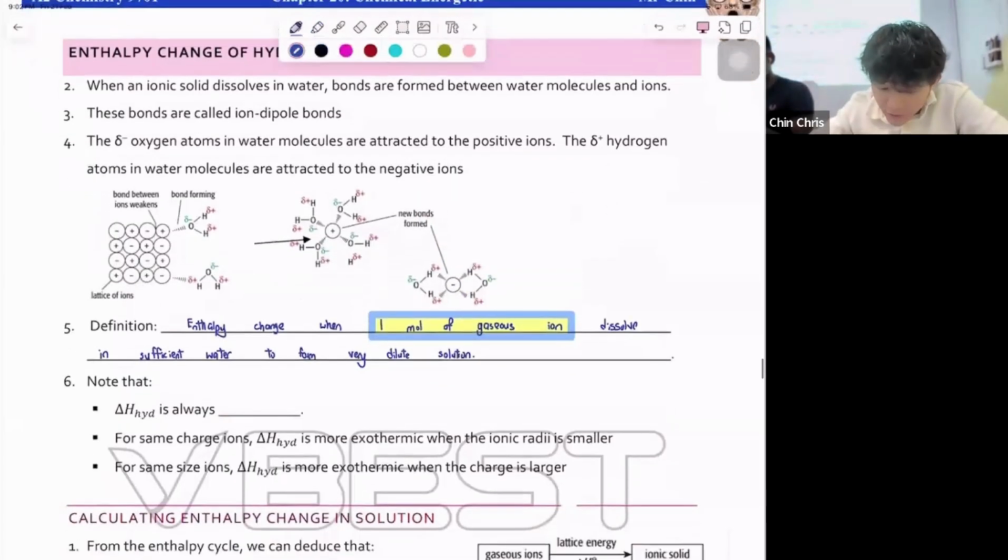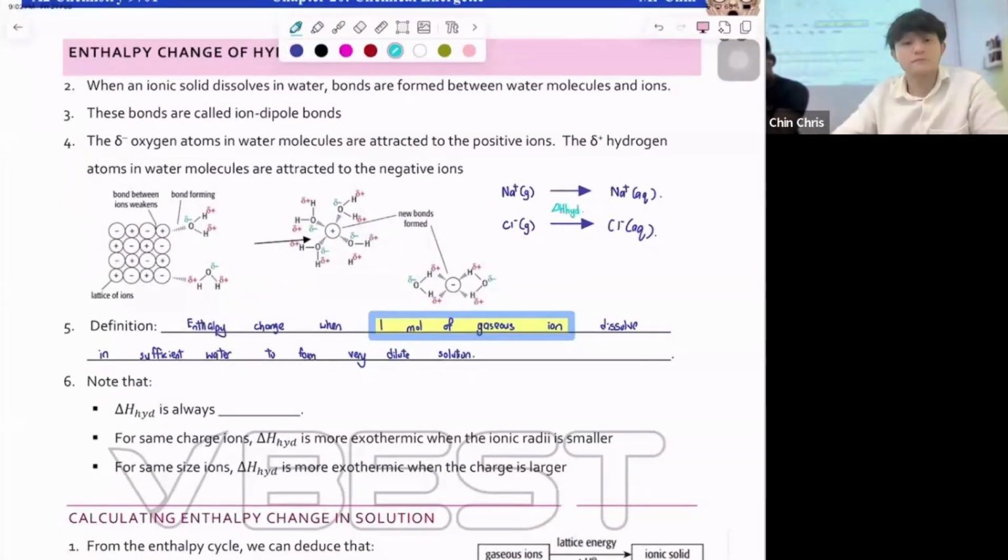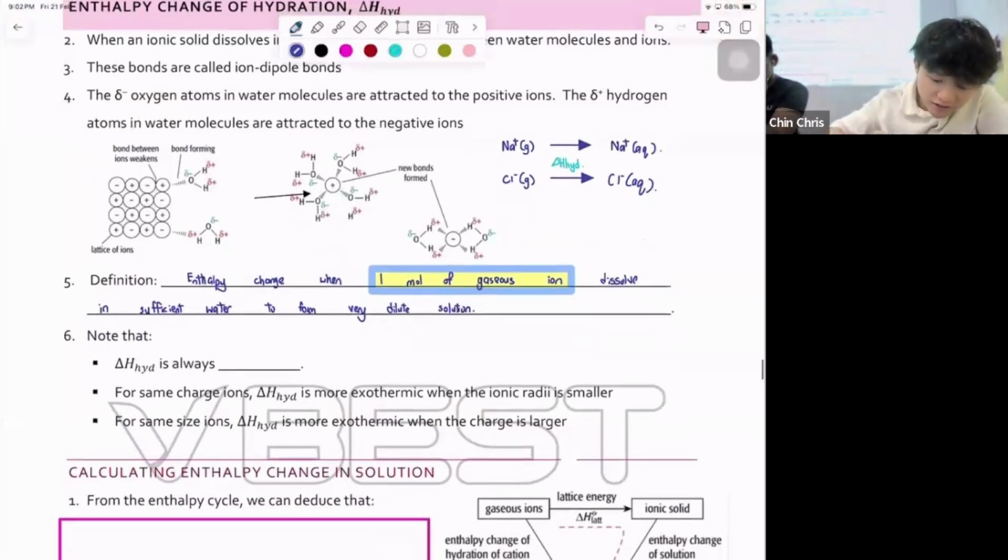Alright, example, guys. You see, from sodium gas turns into sodium aqueous. From Cl minus gas turns into Cl minus aqueous. Things like that. So these are delta H hydration. And guys, delta H hydration is always exothermic.